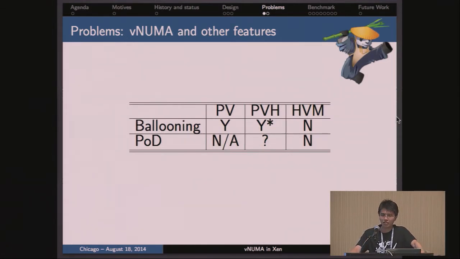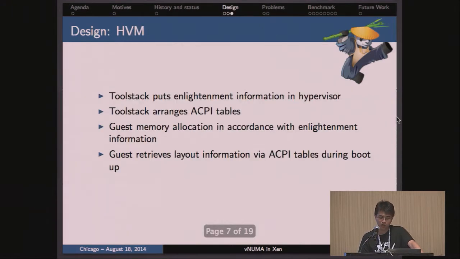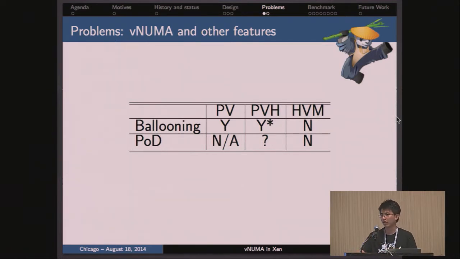So for PV guest, making vNUMA work with ballooning is actually quite easy. As you can see, it is structured. We have the vNode to pNode mapping, so that from the PV guest's point of view, it actually knows the mapping between pages and physical nodes. So when it tries to increase its reservation, it can just make use of the information in that array and then make the hypercall to ask for pages from a specific node. So this is quite easy. And PV guest doesn't need PoD support at all, so that's an N/A here. For HVM guest, it's a different story.